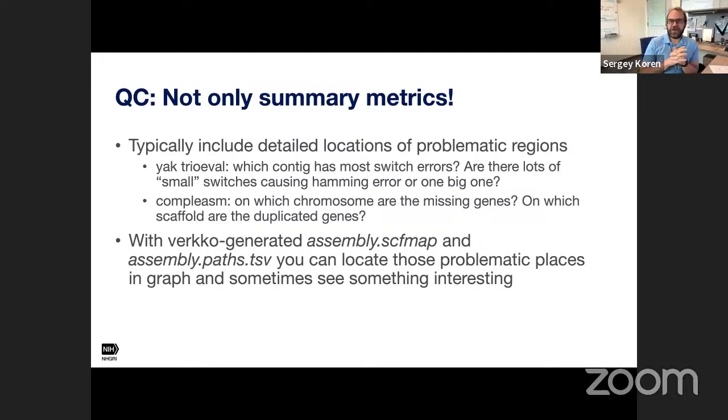And again, for Compleasm and BUSCO, it tells you where the gene is that's missing, so you can look for that missing gene in the other haplotype. And together with the Verkko outputs, you can actually localize that to the assembly graph and see what's going on in the assembly a lot of the time. And I'm going to show the assembly graph and how you use these files to move between the final sequences and the assembly graph.